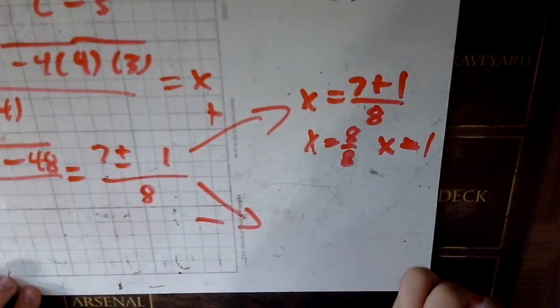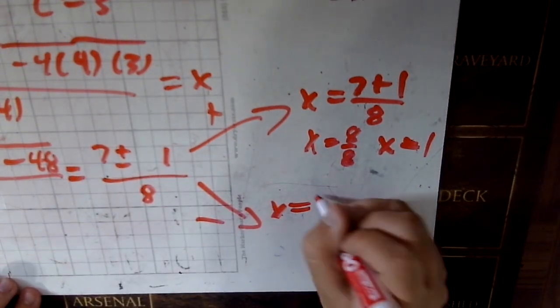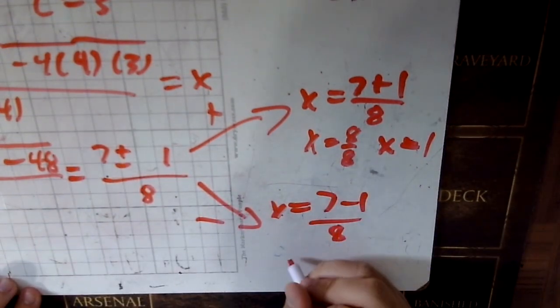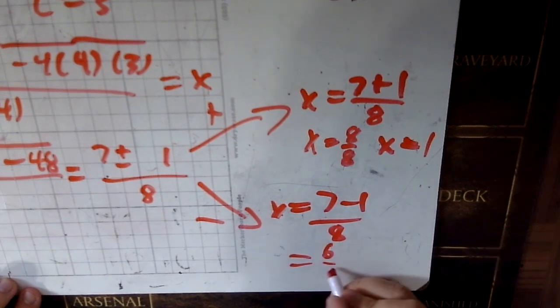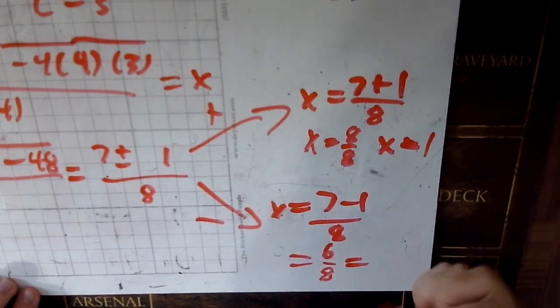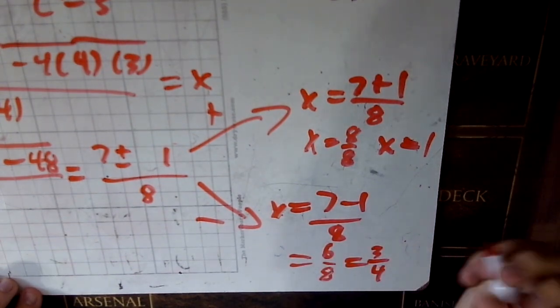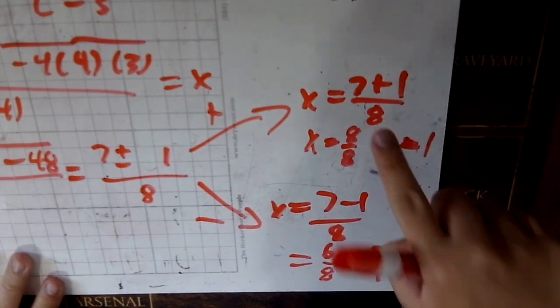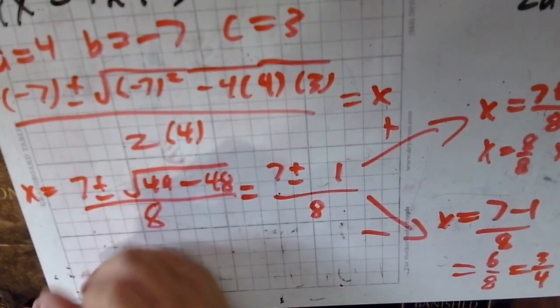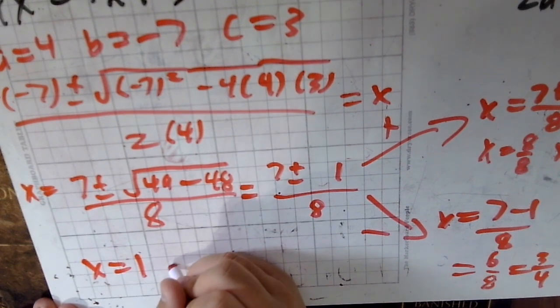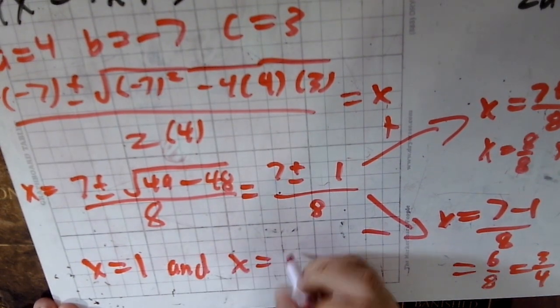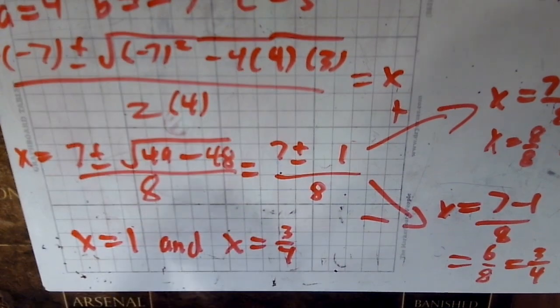But then what happens to this minus? So we have x equals 7 minus 1 over 8, which equals 6 over 8, which if you simplify should be 3 over 4. And so we'll just write it here, x is equal to 1, and x is equal to 3 over 4. And that's how you use the quadratic formula to find the roots of a polynomial.